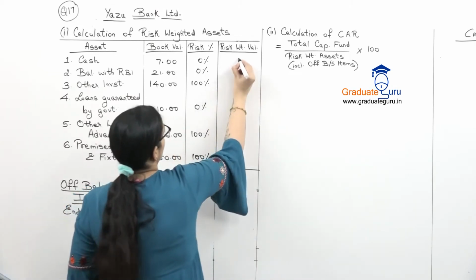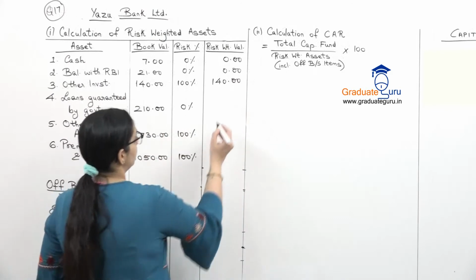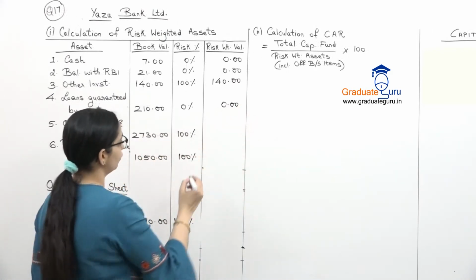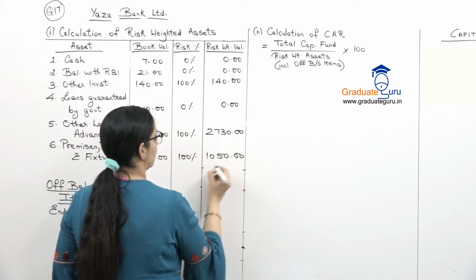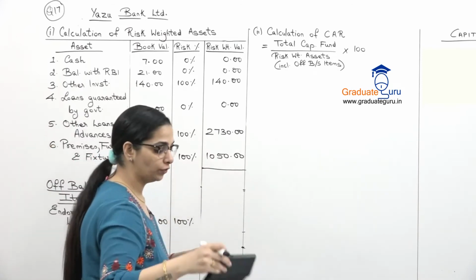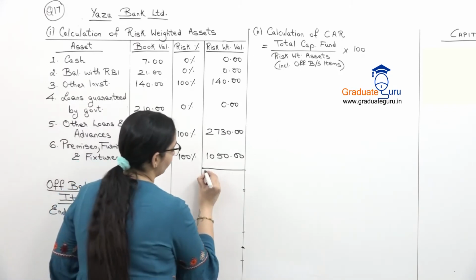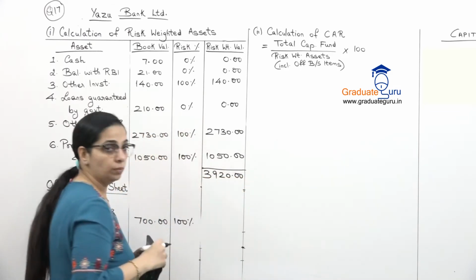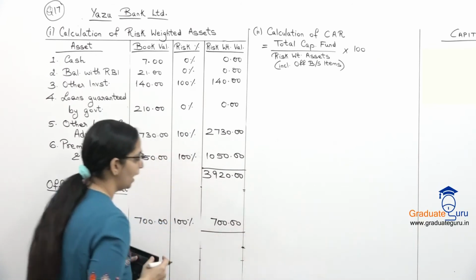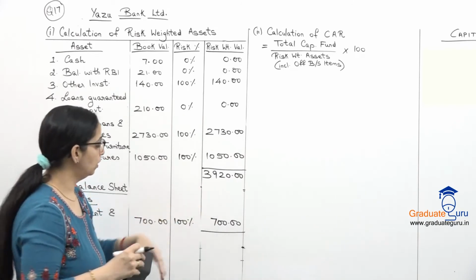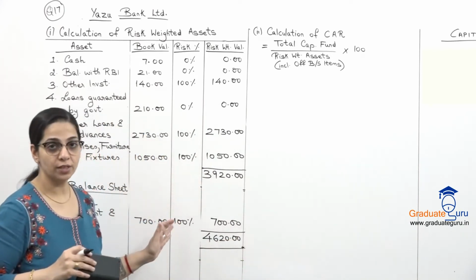So let us calculate. This will be 0. This will also be 0. This will be 140. So this is going to be 0. And this is 100%. So we write the same number again, 2730 and 1050. We are going to take a subtotal first of these items. So 140 plus 2730 plus 1050 will give us 3920. And then we take the off balance sheet item, again 100%, so same amount, 700. And then when we add it to 3920, we get 4620. And these are our total risk-weighted assets.